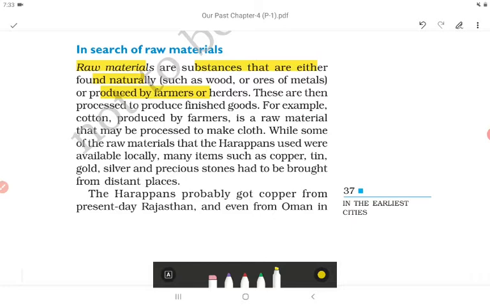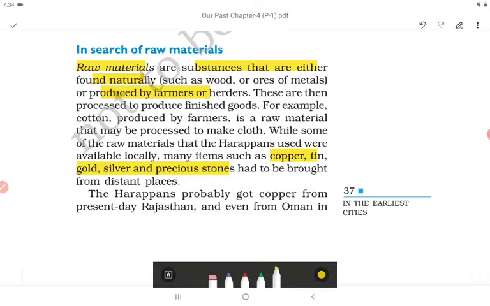While some of the raw materials that the Harappans used were available locally, many items such as copper, tin, gold, silver, and precious stones had to be brought from distant places.